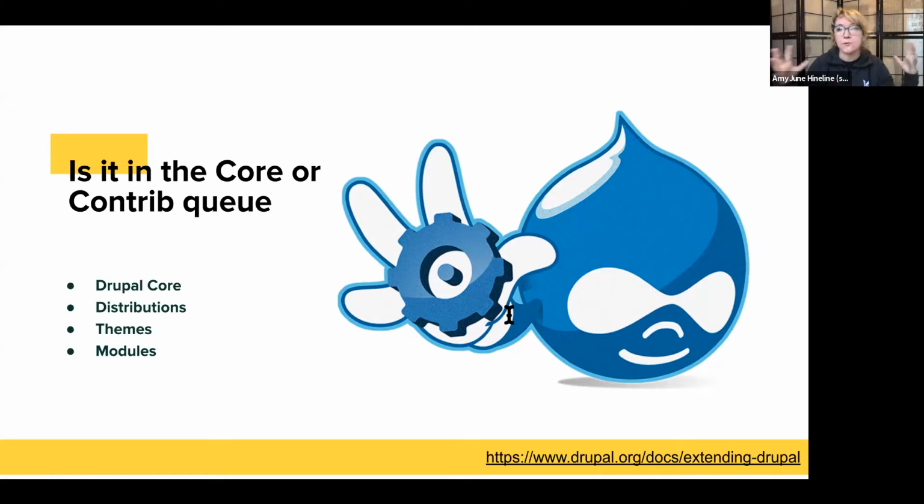And there's kind of three base contributed sections. You have distributions. They provide site features and functions for a specific type of site, available as a single download. A theme is a set of files that define the look and feel of the site. And then there's the modules, where a module is that set of PHP or JavaScript or CSS files that extends the site features and adds functionality to core.